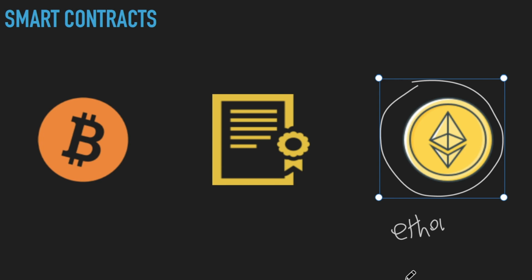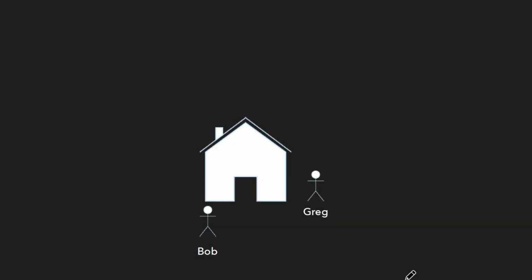So the question is now, we still don't know what a smart contract actually is. What can we do if we're using smart contracts? Let us think about a scenario here. This is just an example where we have two actors, Bob and Greg, and Bob wants to rent that house that is owned by Greg.